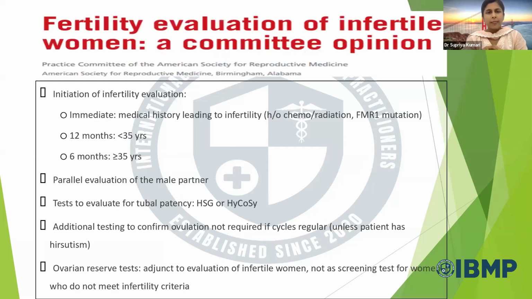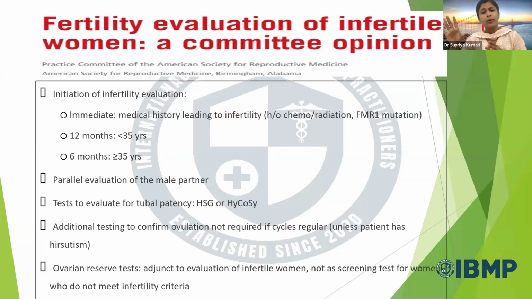Okay. Next slide. Yes, so this is the definition of infertility as per ASRM 2021. That is inability to conceive after, as we have been reading, 12 months of unprotected intercourse. But this is applicable only when the woman is less than 35 years. When the woman is more than 35 years, it has to be only 6 months. However, there are conditions in which we have to intervene immediately when the patient presents. We don't need to wait for 6 months. Those conditions are when there is some medical history leading to infertility, any history of chemoradiation or FMR1 gene mutation. In any of these, we have to undertake infertility evaluation immediately.